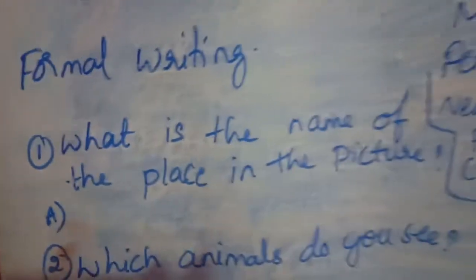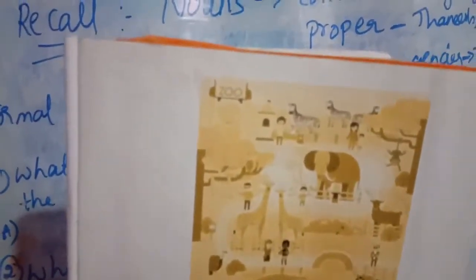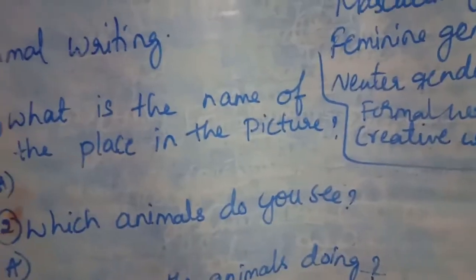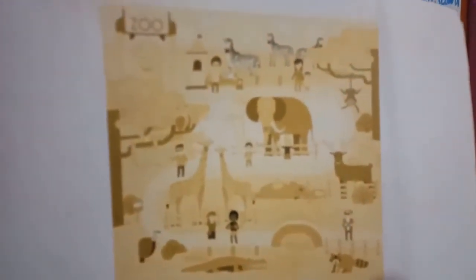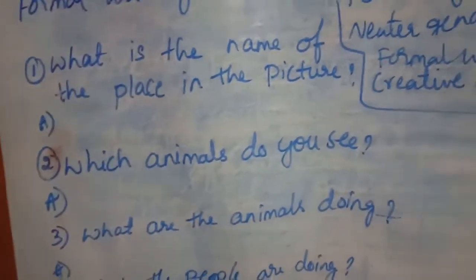What is the name of the place in the picture? Which animals do you see in the picture? See it carefully. What are the animals doing? See the picture carefully.